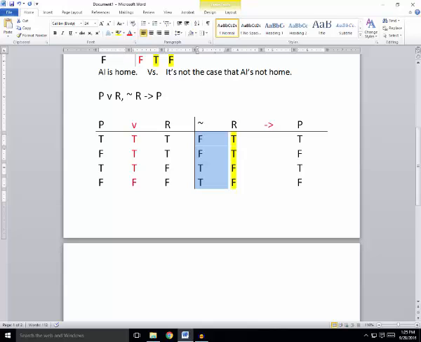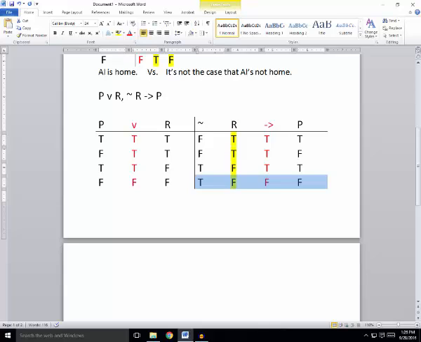So now the rule for the arrow or horseshoe is it's only false when the left side is true and the right side is false. So first assignment, the left side's false, so it can't be false. It's got to be true. Second assignment, the left side's false again, so it's true once again. The third assignment, the left side's true, but the right side's also true, so that's also true. And on the last assignment, the left side's true and the right side is false. That is the case where the arrow or horseshoe is false.